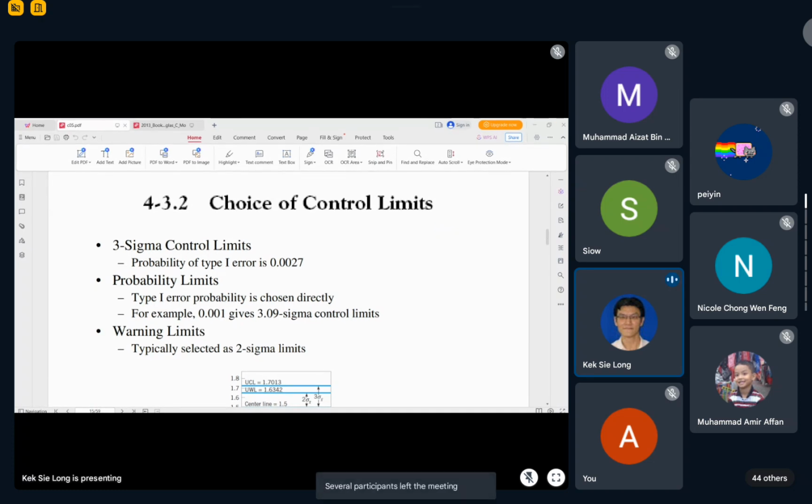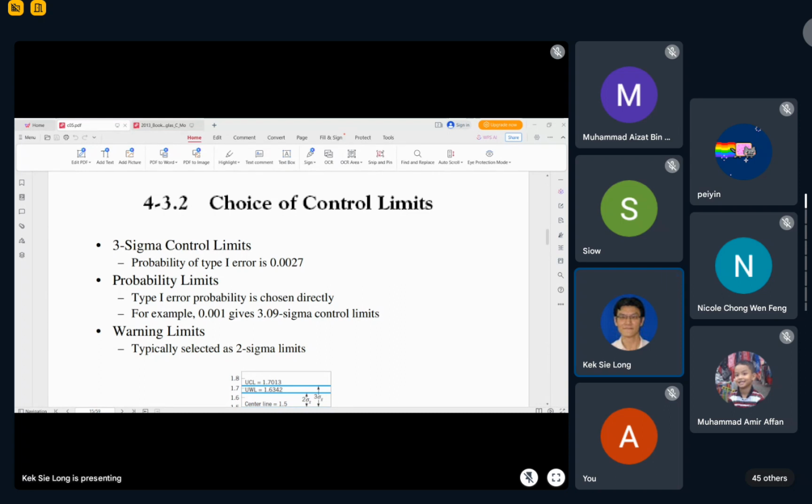So you see on the screen, the probability of type 1 error is 0.0027. Again, try to recall how to get this 0.0027. This value 0.0027 is called the probability of type 1 error.